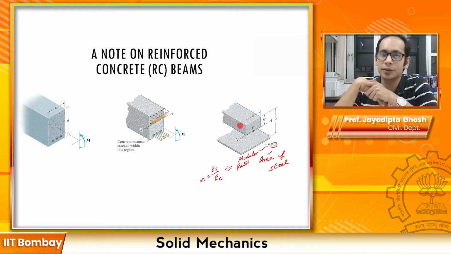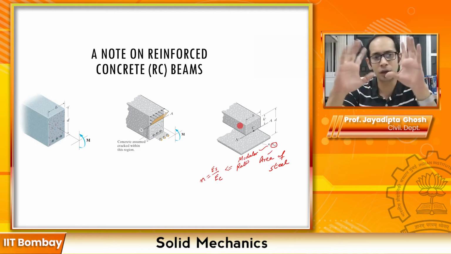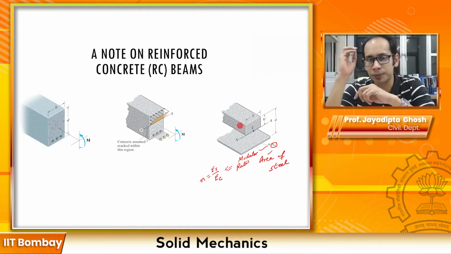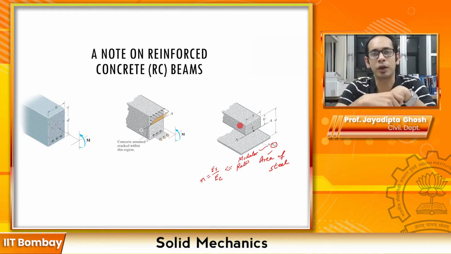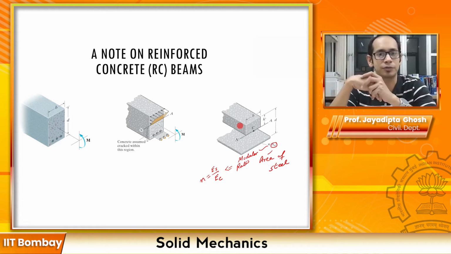Now in the latest code, this has been revised. We have moved on to the ultimate design method, which you will learn a lot more in your concrete design class. So this method is a little bit obsolete because the working stress method is no longer in existence, but I just wanted you to be aware that there was a time when reinforced concrete beams were also solved using similar principles of the method of transformed sections.